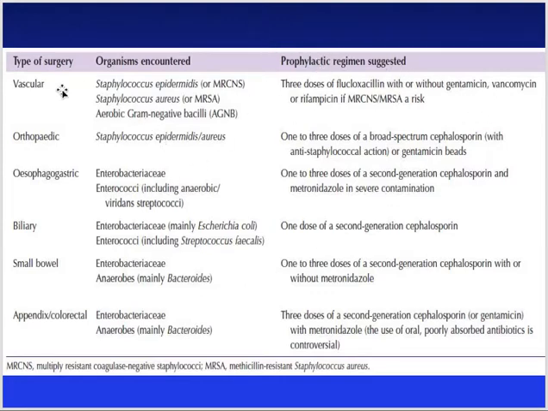You can see in vascular surgery you can encounter MRSA, methicillin resistant Staphylococcus aureus. In small bowel you can encounter anaerobes, mainly Bacteroides. In appendix or in biliary area, in esophagogastric area, in orthopedic surgeries. And what are the prophylactic regimes which are suggested? But again, that's what I told you, hospital protocols follow that.